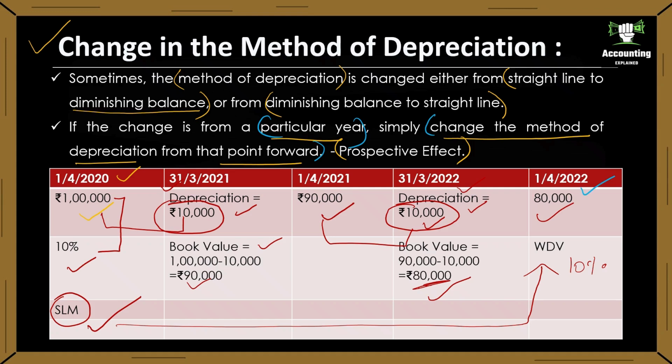So you are simply changing the method of depreciation to WDV and you are going to charge depreciation 80,000 into 10% on 31/3/23. It will be 8,000. Depreciation will be 8,000. From 1st April 2022, you are going to follow the WDV method of depreciation, till the life of the asset. This is called the prospective effect of change in the method of depreciation.